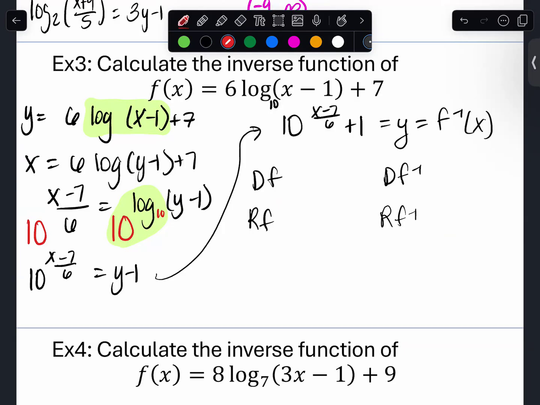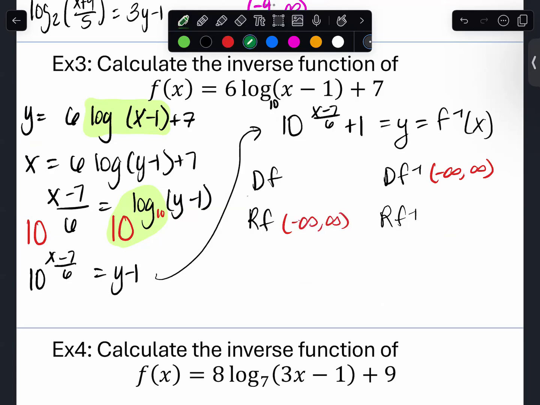I would start with f. I know all real numbers goes with the range. A logarithm has a range of all real numbers. If I look at f inverse, I know its domain is all real numbers, because the domain of an exponential is all real numbers. So those are the easy ones to find this time.